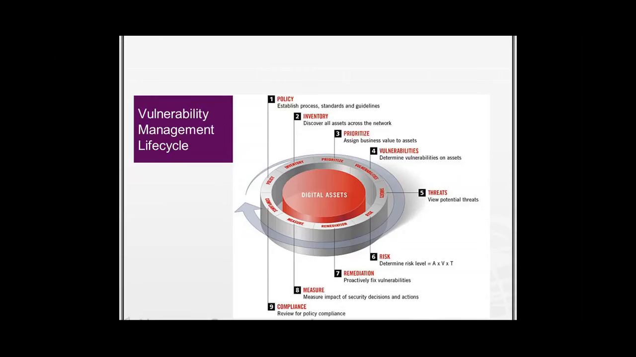We have to prioritize, as I said, what do we fix first? We do this by assigning business value to the assets, and then we know what we can put in place. Okay? Next, we look at our vulnerabilities. We determine our vulnerabilities and our assets through our inventory, of course. We look at our threats. We view our potential threats, and we weigh those threats as to what will they really have an effect on us. We look at our risk level. We look at remediation. How do we proactively fix those vulnerabilities before we actually have a problem?